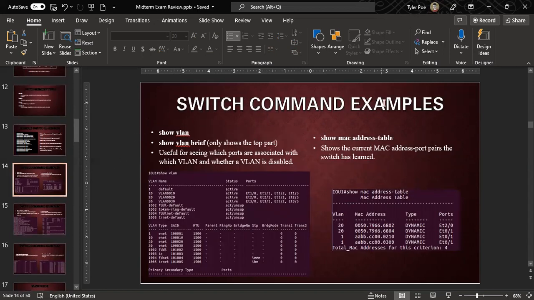So let's go over some switch command examples. Basically, I took these screenshots from last semester, and I would review on my own. But these are to help you review the show commands you may need for the GNS lab if there is one. You may also get some questions on it too. So it's helpful to be aware of what these are and their differences.